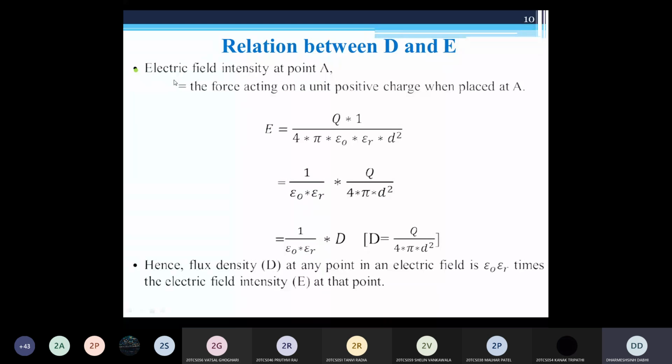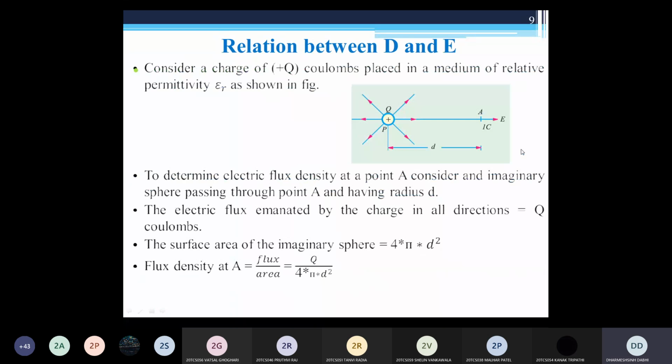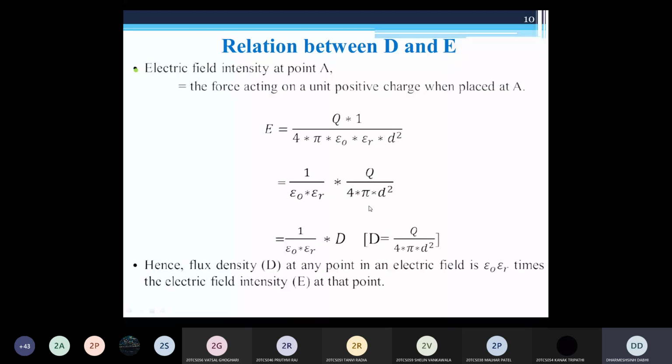So now derive the equation of electric field intensity at the same point A. In the same figure, we derive the electric field strength at point A. So as you know, the equation of electric field strength is what? Force per unit charge. Yeah. So what is the equation of force? Q1 Q2 divided by 4 pi epsilon 0 into epsilon R into K. Clear? And K is replaced by this 1 upon 4 pi epsilon 0 epsilon R. So if force per unit charge, electric field intensity, you get this equation.